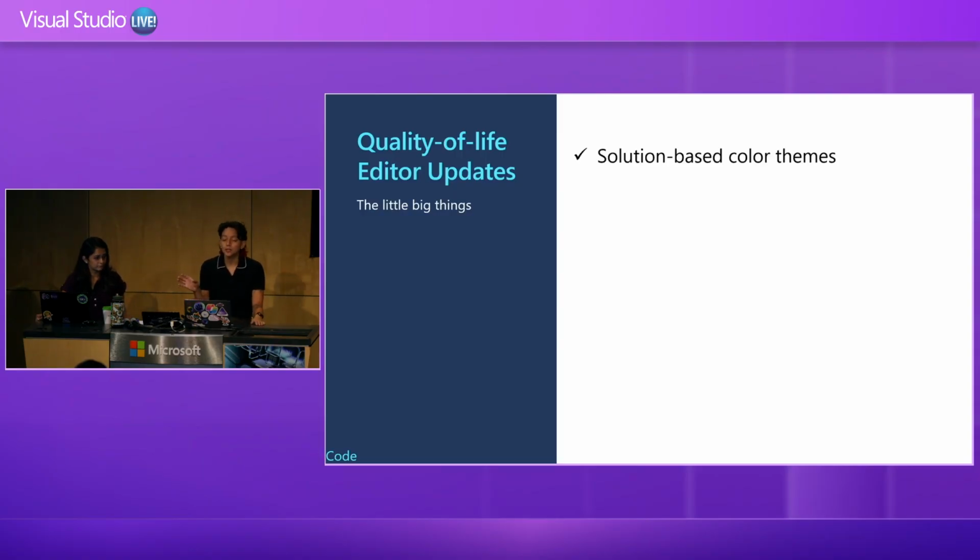First thing is solution-based color themes. This is exactly what it sounds like. When you've got multiple solutions that you're going between, it can be really nice to be able to tell at a glance which one you're looking at. Sometimes you've got a personal project and a work project open side by side. So this is that little bit of convenience we get by making the color themes tied to your solution.